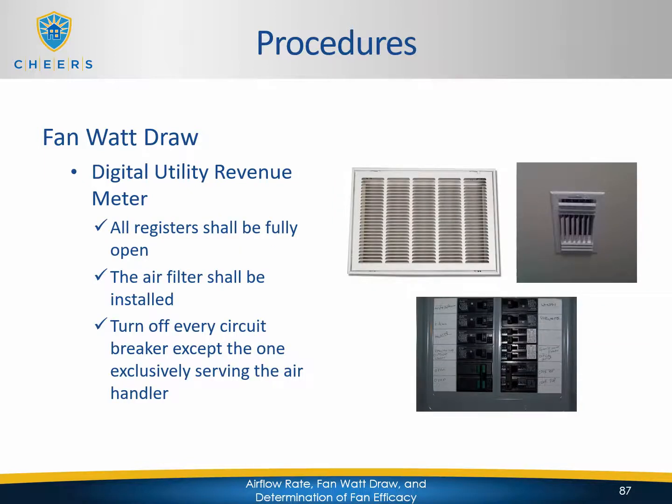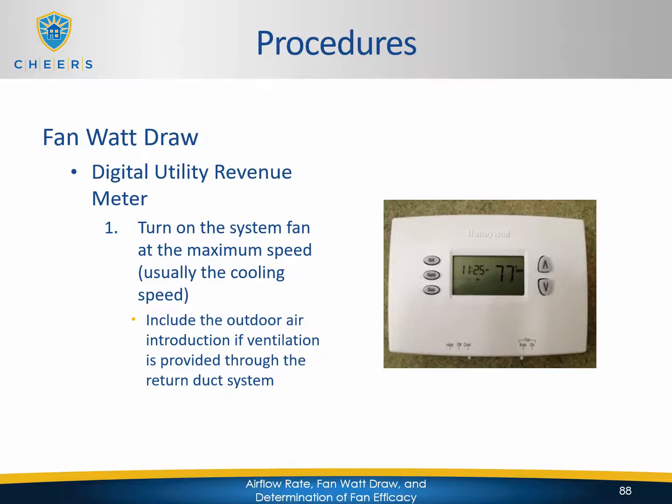For the digital utility revenue meter, it's very similar. So all registers shall be fully open. The air filter shall be installed. And again, you're going to turn off every circuit breaker except the one exclusively serving the air handler, just like you did for the analog utility revenue meter. And again, you will turn on the system fan at the maximum speed, usually the cooling speed. And again, include the outdoor air introduction, and ventilation is provided through the return duct system, just like we did before in the previous methods.